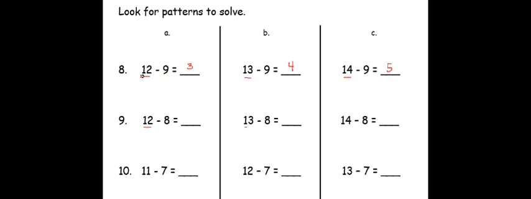The number that I'm starting with is 1 more than the previous problem. Well, 12 minus 8 is 4. That means 13 minus 8 must be 5, and 14 minus 8 must be 6. In the last row, I have 11 minus 7, 12 minus 7, and 13 minus 7. And again, the number I'm starting with is 1 more than the previous problem. Well, 11 minus 7 is 4, so 12 minus 7 must be 5, and 13 minus 7 must be 6. So you can see we use a variety of strategies throughout this whole lesson to solve our subtraction problems.